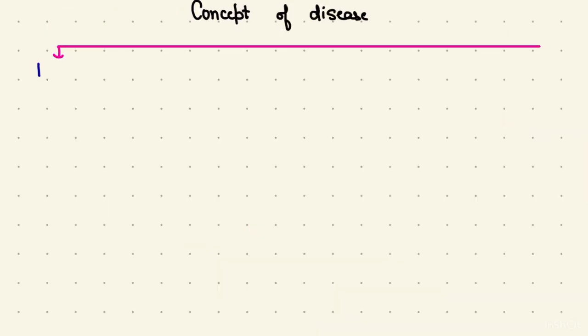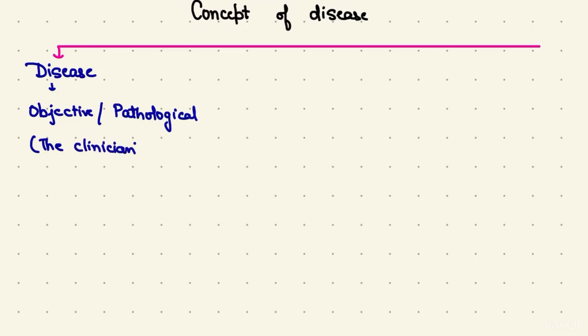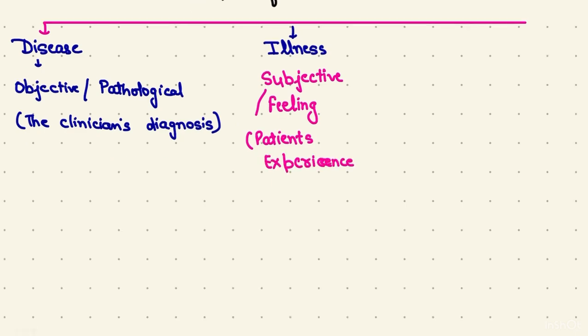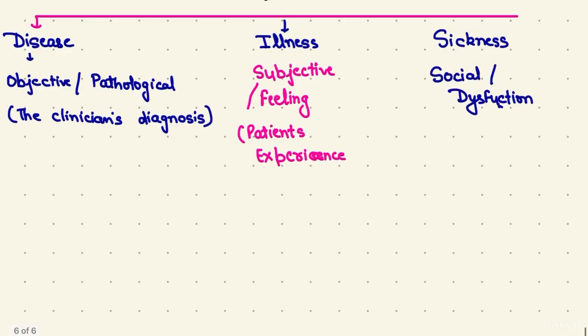We come to the concept of disease. Disease is objective and it's pathological. The clinician diagnoses it. Then comes the illness, which is subjective, the feeling that is felt by the patient itself. Then comes the sickness, which is social. It is related to society's label and role.